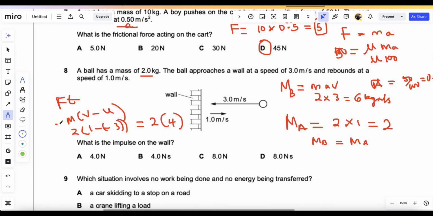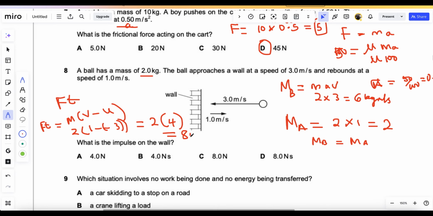Because this change of momentum is equal to impulse, it's also the formula for calculating impulse. Impulse is either Ft, or, if there's no time in the question, you use the change of momentum, which is m(v minus u). So 2 times 4 gives us 8. So you get 8 Newton second.